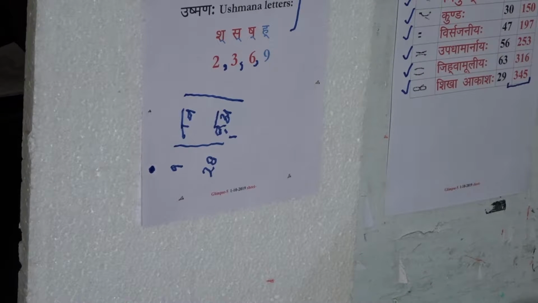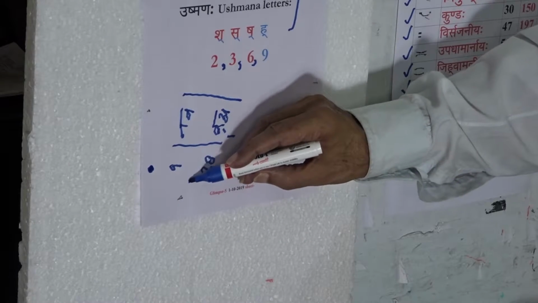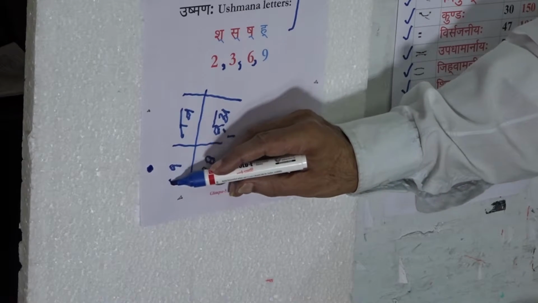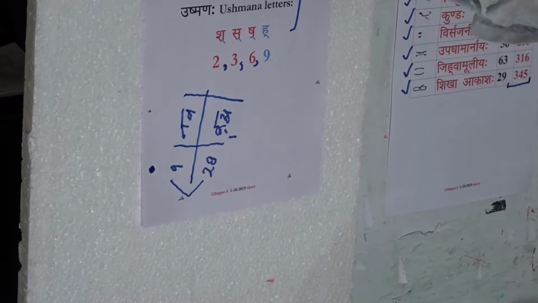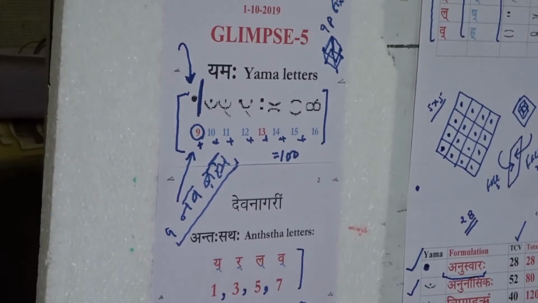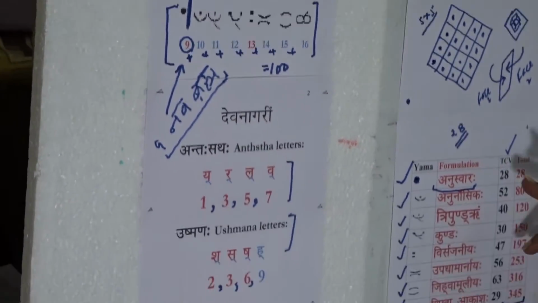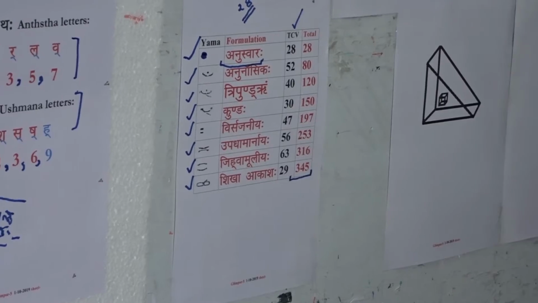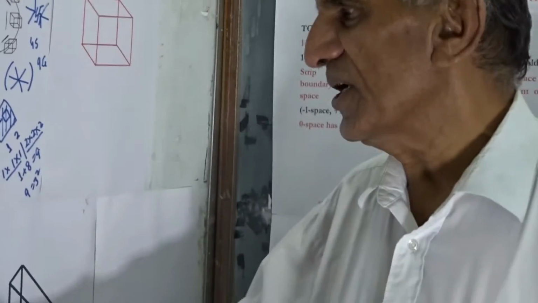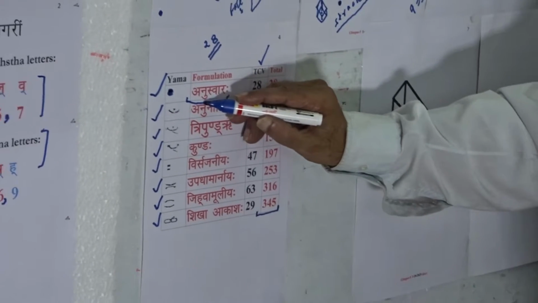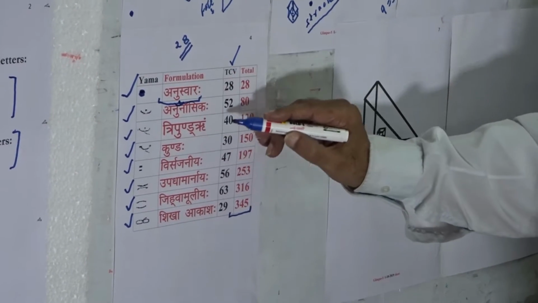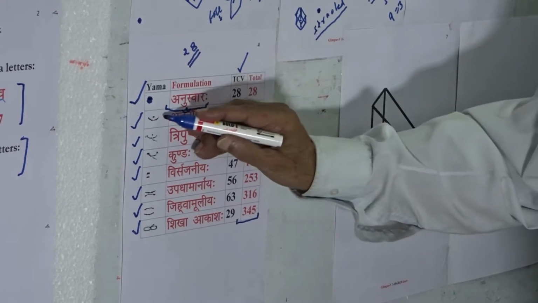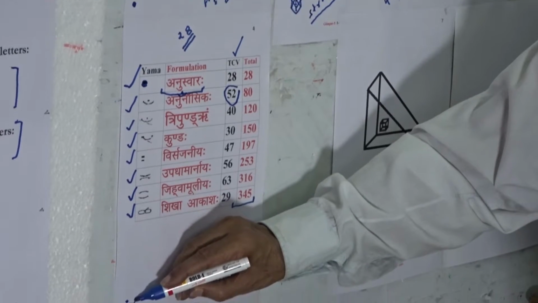Nav Brahm is the feature, Nav Brahm is the value, Nav Brahm is the format, and it is value 9 and value 28. Value 9 is the TCV value attached with the first Yama letter, and as its formulation Anuswara is taking us to value 28. Like that, let us now reach the second formulation. It is Anunasik. This Anunasik is taking us to value 52. However, the TCV value of the second Yama letter is 10.